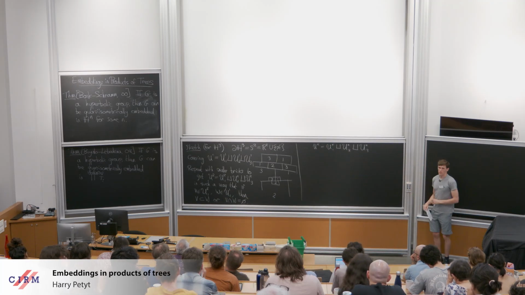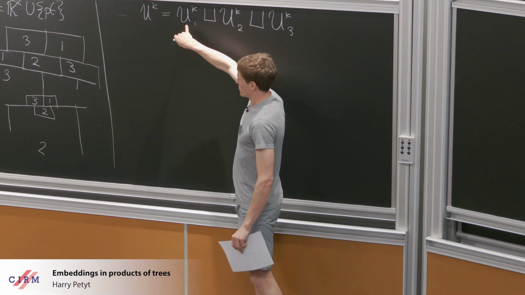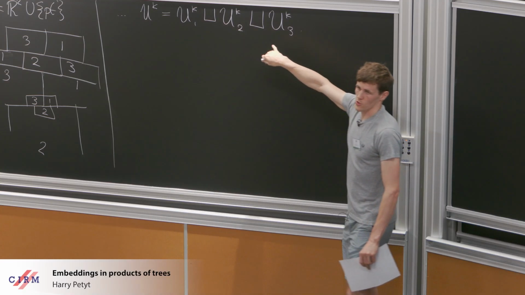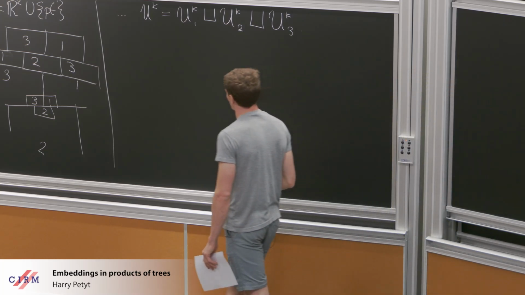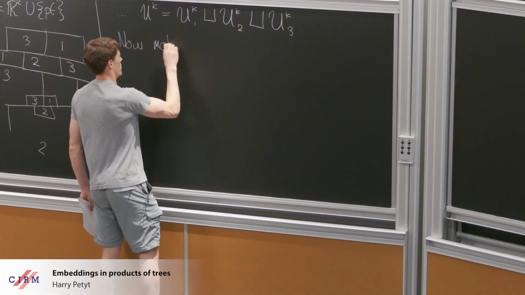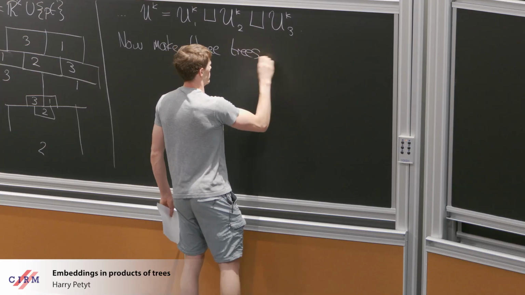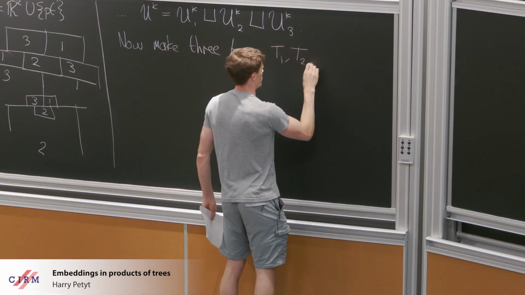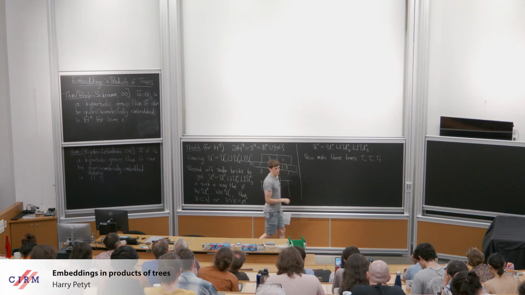Now I'm going to use those to make 3 trees. So the 3 trees will come one from the UK1s, second from the UK2s, and the third from the UK3s. So now make 3 trees, T1, T2, T3, and they're going to be rooted trees.